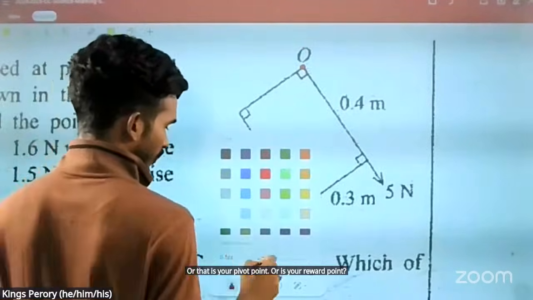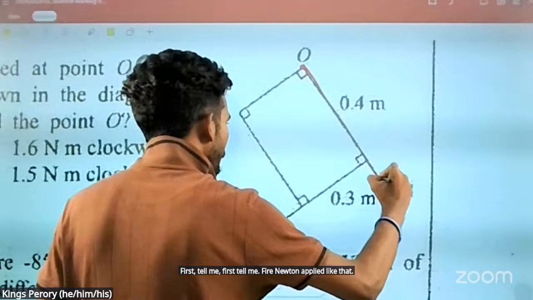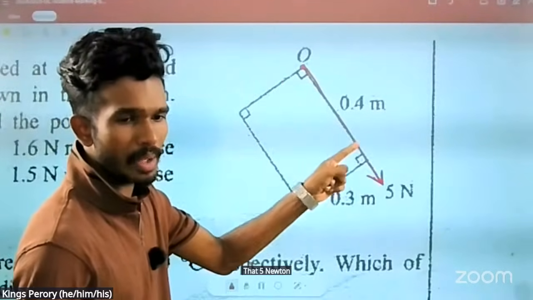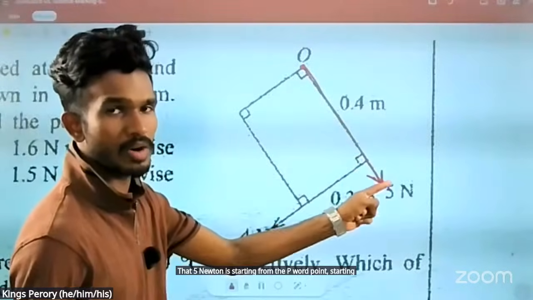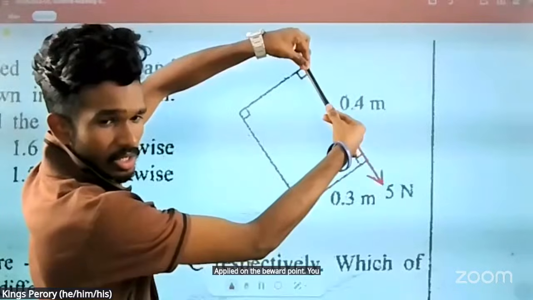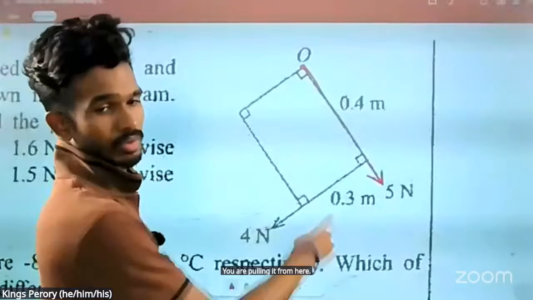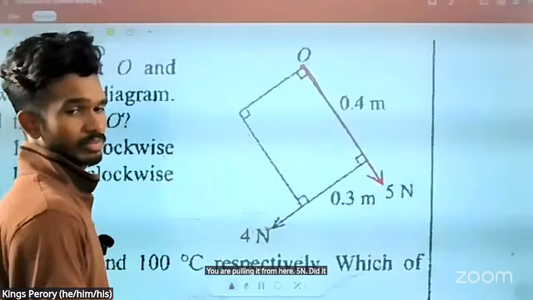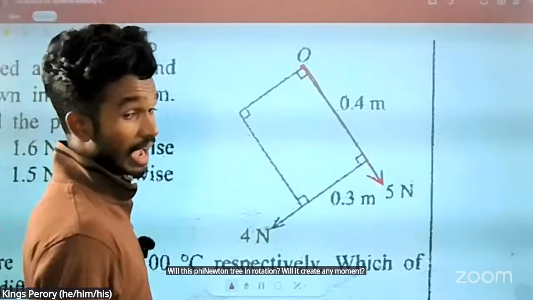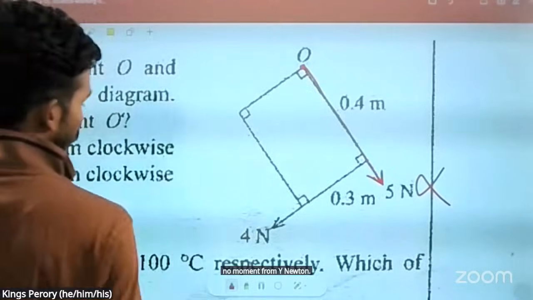First tell me, 5 Newton applied like that. That 5 Newton is starting from the pivot point, applied on the pivot point. You take the lamina like this. You are applying the force here, pulling it from here. 5 Newton. Will this 5 Newton create any rotation? Will it create any moment? No moment from 5 Newton.